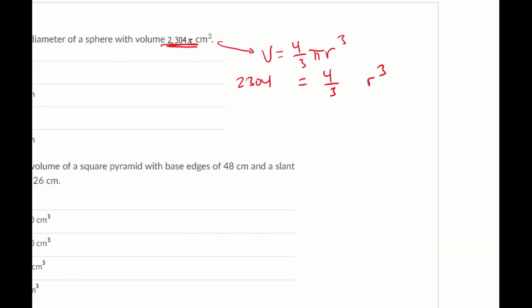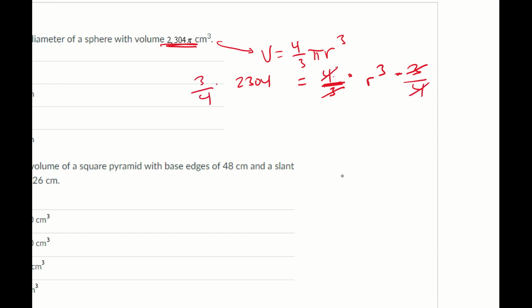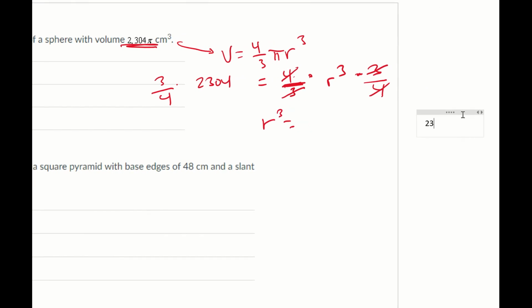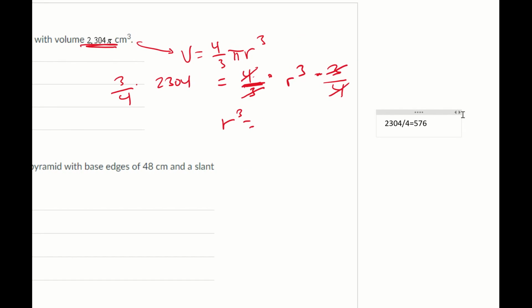And to get rid of the 4/3, we need to multiply by 3 because it's being divided here. This r cubed is being divided by 3, and so if we multiply by 3, it'll cancel out naturally. And this r cubed is being multiplied by the 4, so we can divide by 4 to get rid of it naturally. And we're going to do the same thing on the other side. And so r cubed, we can do 2304 divided by 4, which it is divisible by 4, and you get 576.